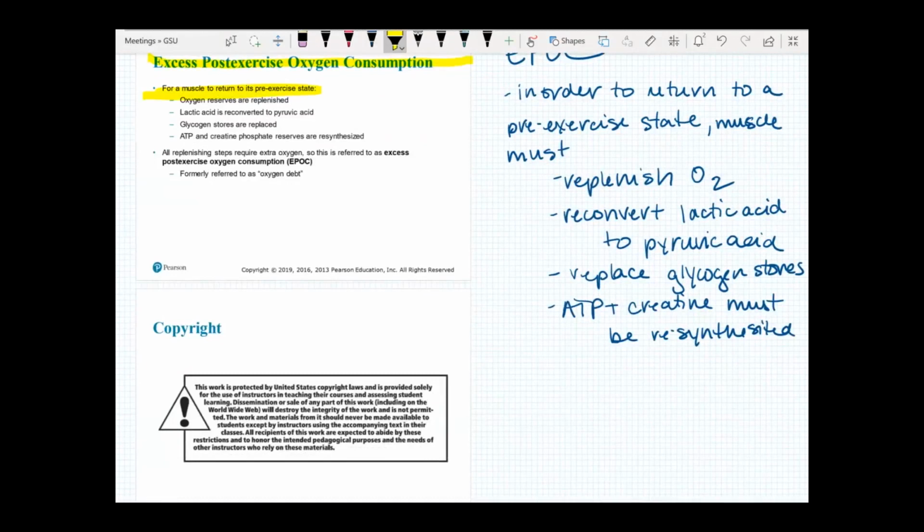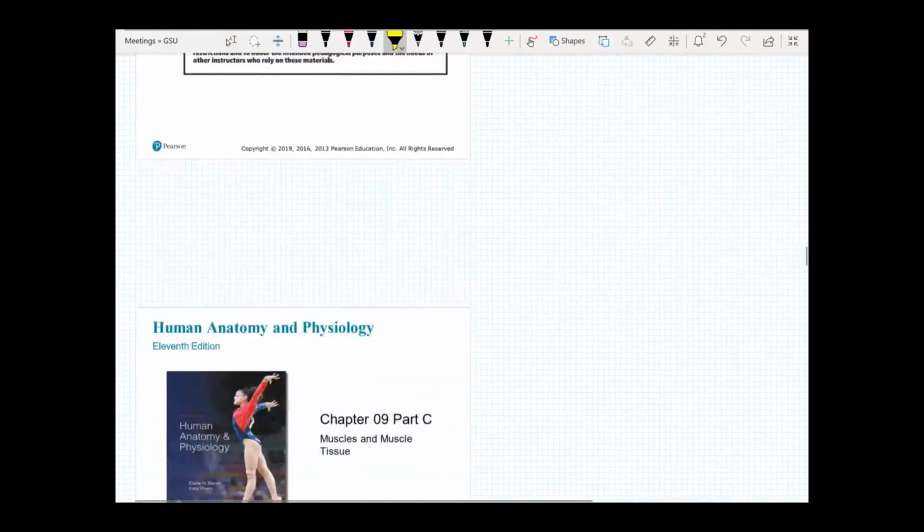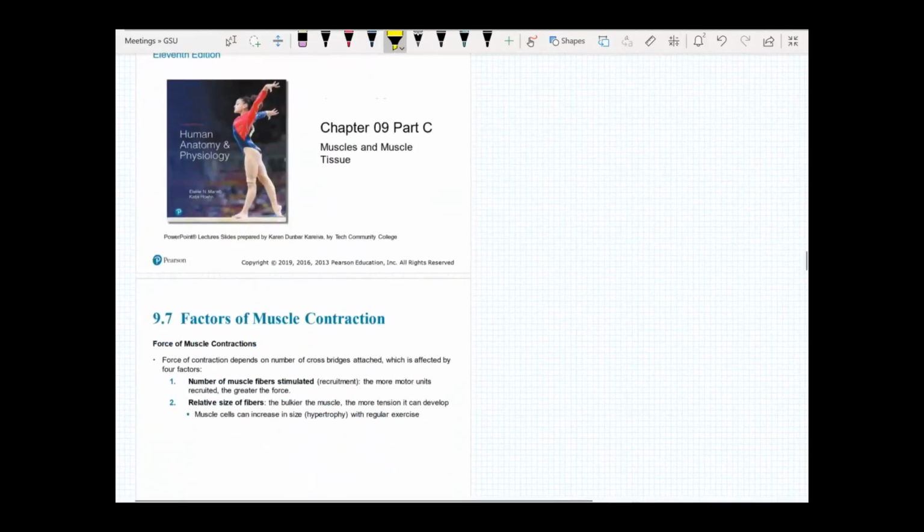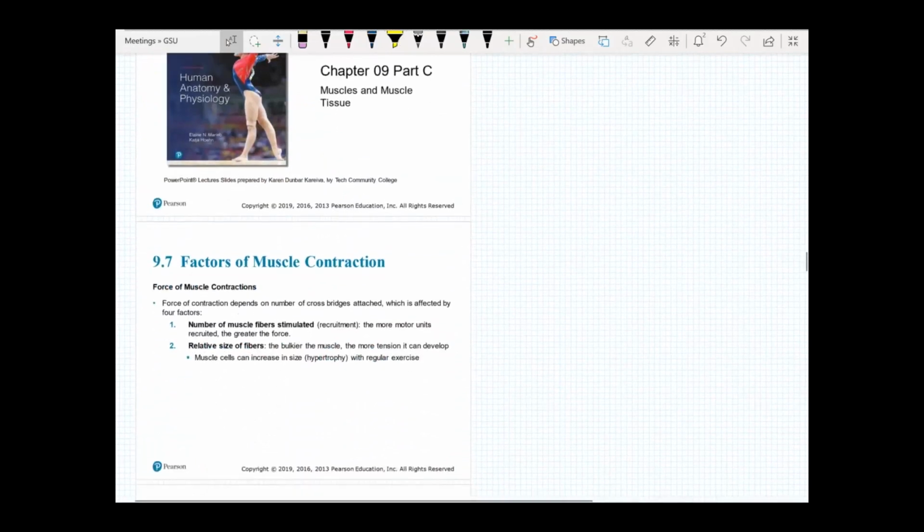Okay, that's the end of PowerPoint B. We're going to quickly move on to PowerPoint C. With PowerPoint C, we're starting with 9.7, 9.8, and 9.9. The focus is going to be mainly 9.7 and 9.8 for this exercise.